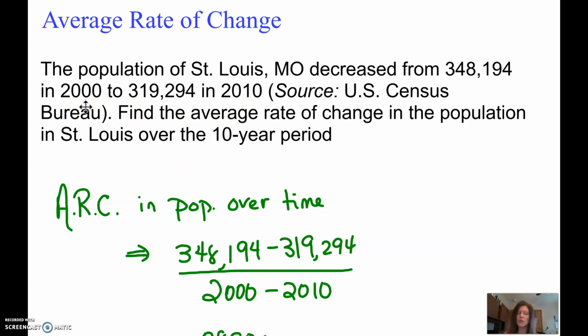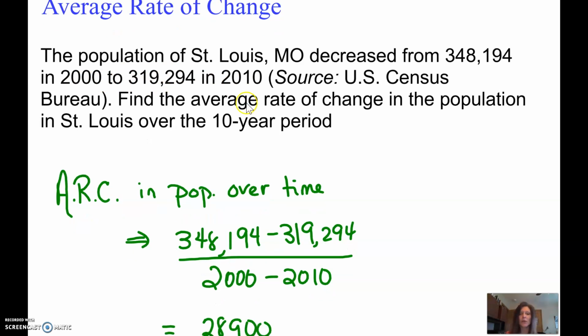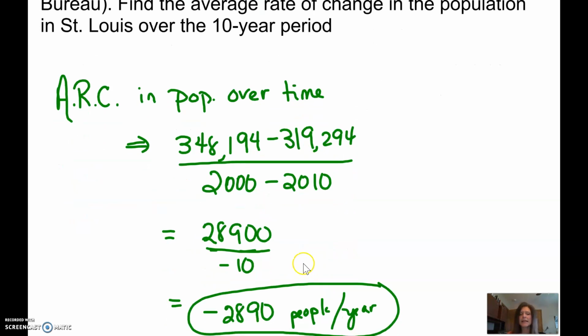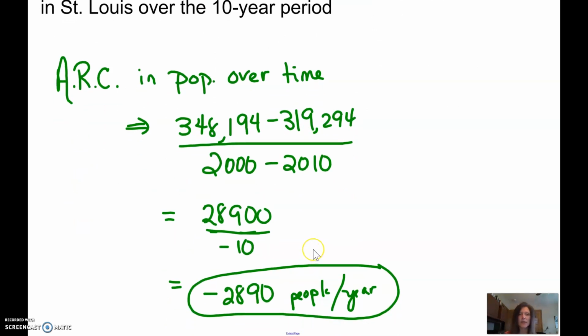And remember, with slope, you always have to start with the same point. So if I start with 348 minus the 319 number, I'm also going to have to start with 2000 minus the 2010 number, right? So you have to go in the right order. In this case, that leads me to a negative answer. So if you remember from a couple minutes ago, when we talked about slope, if it's negative, that means it's a decreasing trend. So what this is telling me is that we are decreasing by 2,890 people per year.